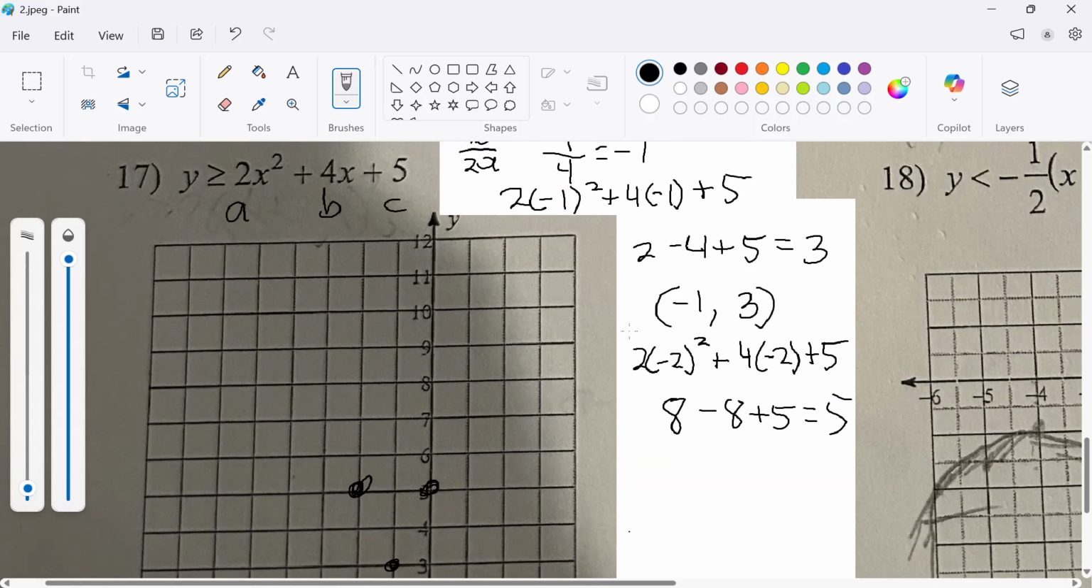And now I can draw the graph. I'm not an artist, so please forgive me. I want to draw it to the very ends of this thing because I have to shade it. It's greater than or equal to, meaning it's shaded above.